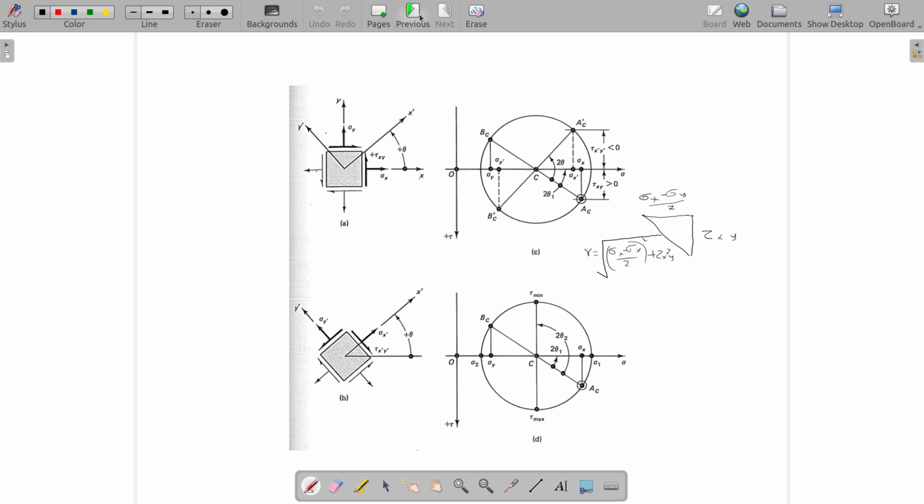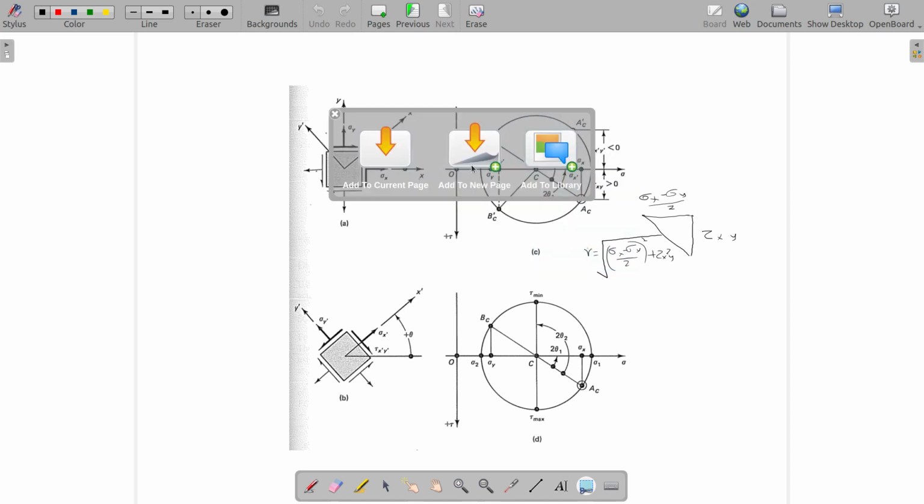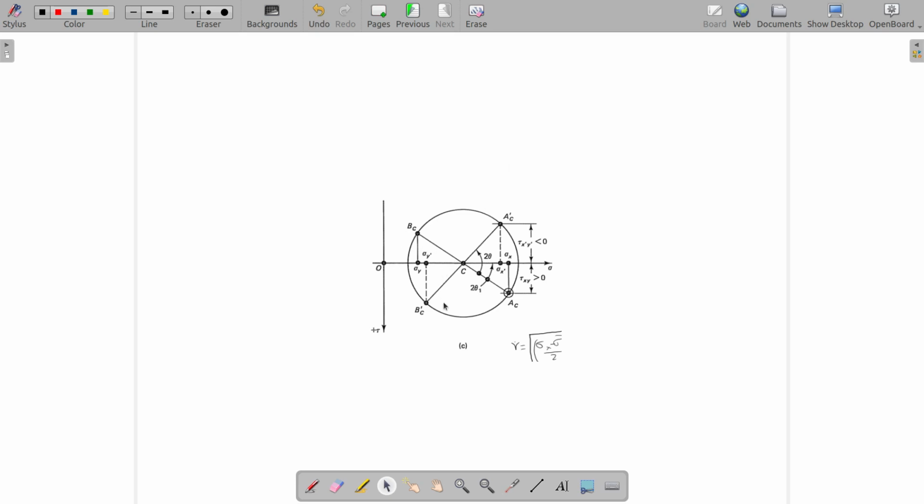Now one question here is, you have already seen that it makes sense to draw the circle, but how is the equation actually valid for this system if we rotate the diagonal by an angle 2 theta? How does that actually work here?